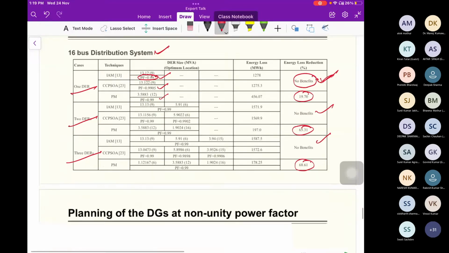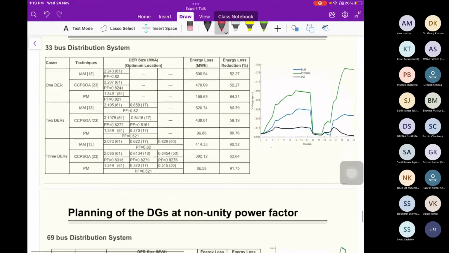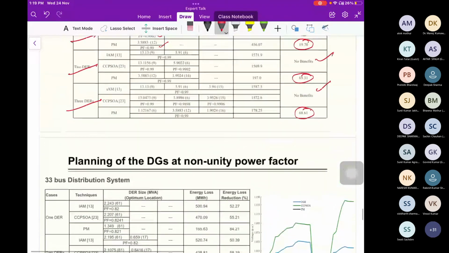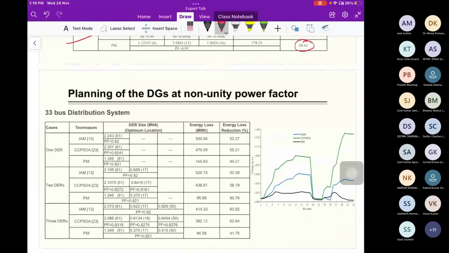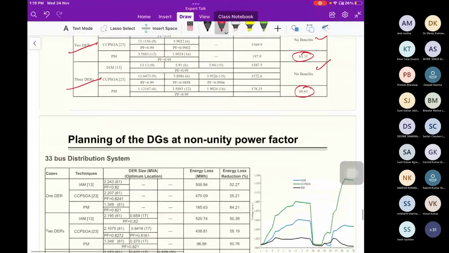The 33 and 69 bus systems are dummy systems, we can say hypothetical systems. So if we change the strategy, there is not a big impact on the system, but in the realistic system, it affects more as compared to the dummy system.